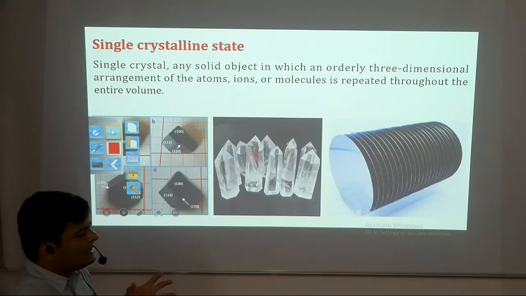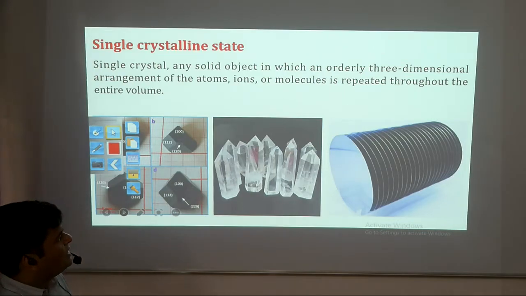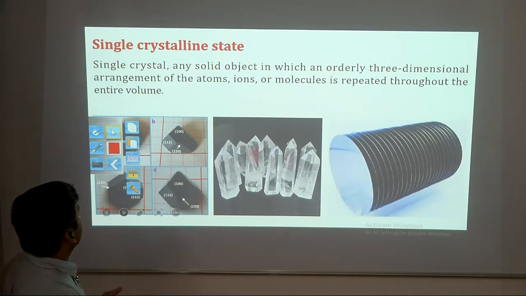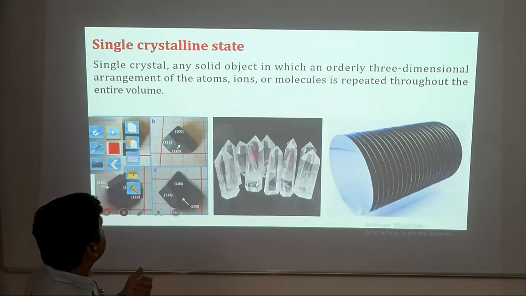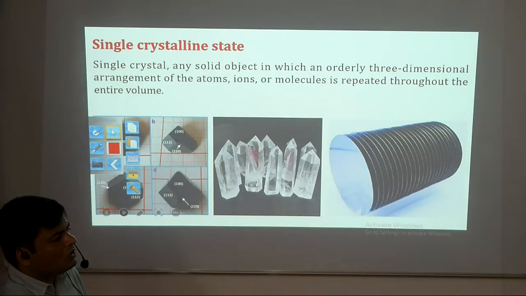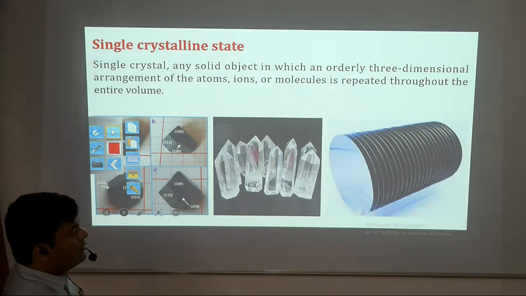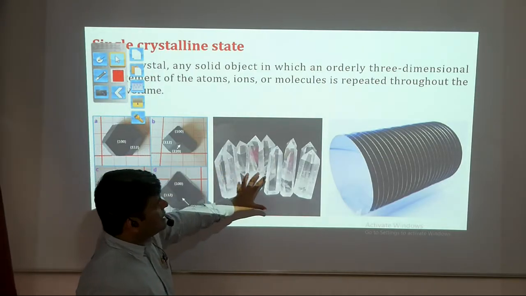There is no irregularity, or there is no interruption within the regular arrangement of the atoms, molecules or ions in the crystalline material. So single crystal is again the solid or solid object in which an orderly three-dimensional arrangement of the atoms, ions or molecules is repeated throughout the entire volume of the substance. So this is nothing but the single crystalline state. Over here we can see some single crystalline materials, which are nothing but diamond and silica.